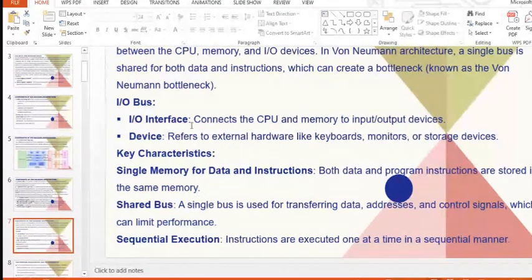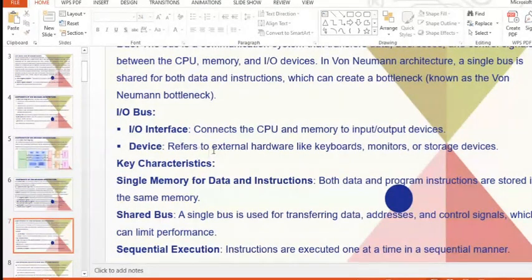Then, of course, the key characteristics of this architecture: we have the single memory for data and instructions, which means both the data and the program instructions are stored in the same memory. Then we have the shared bus, which means a single bus is used for transferring the data, the addresses, and the control signals.